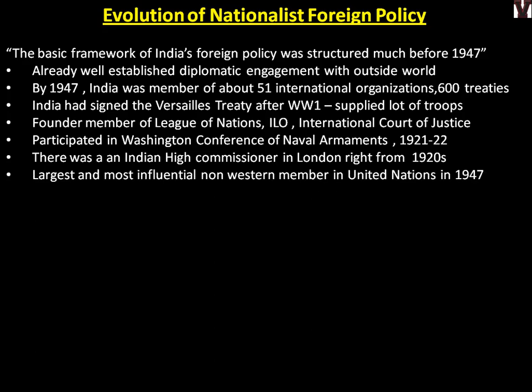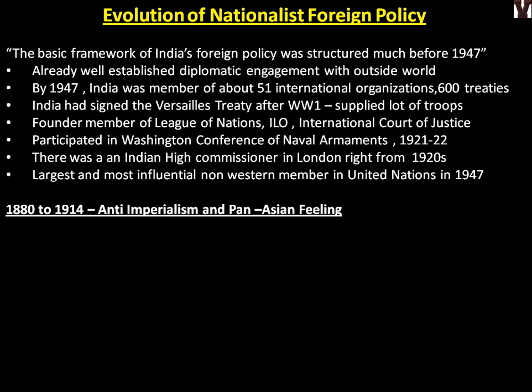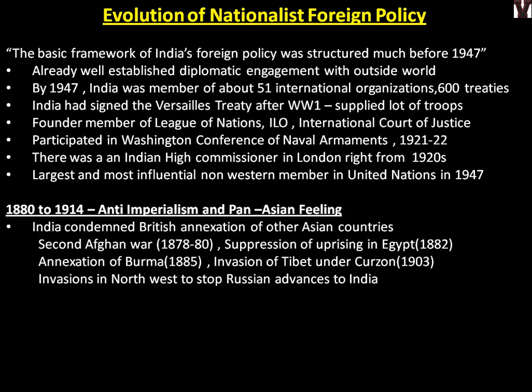Largest and most influential non-Western member. Every powerful country was in the West at that time, not in the East. So India was the only non-Western member in the UN during 1947. Again, this timeline we'll see. 1880 to 1914, it was anti-imperialism and pan-Asian feeling. Okay, because it was against the Britishers and trying to get freedom. That was the timeline, 1880 to 1914.